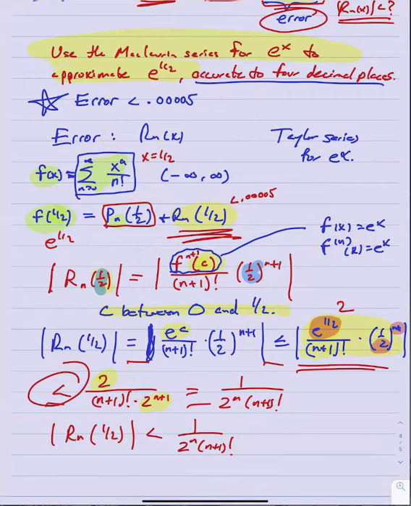And what do I want this error to be less than? I want it to be less than 0.00005. So I want 1 over 2 to the n times (n plus 1) factorial to be less than 0.00005. Or in other words, I want 2 to the n times (n plus 1) factorial to be greater than the reciprocal of that, which should be 20,000, I believe.